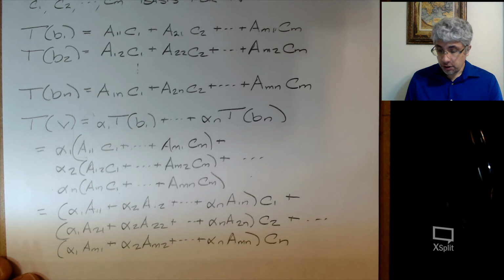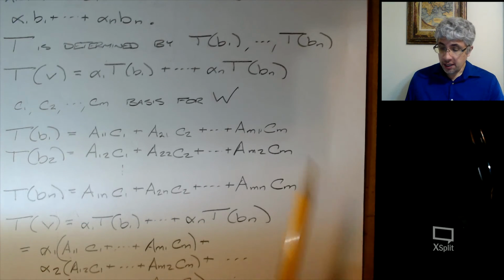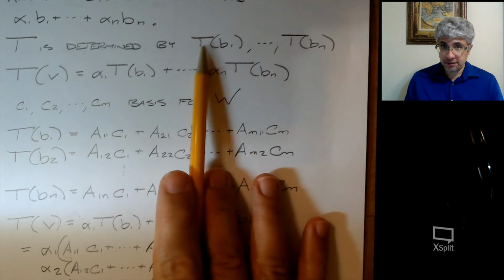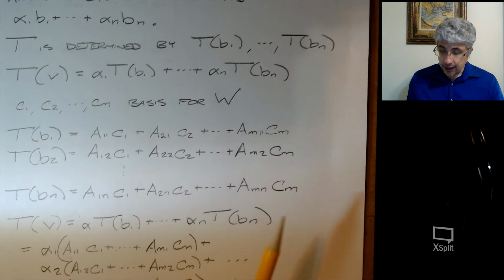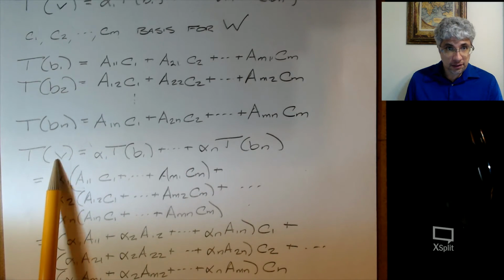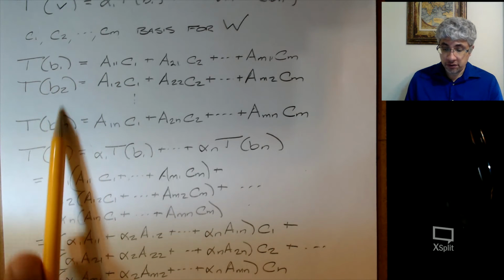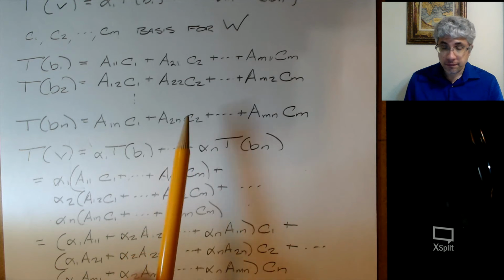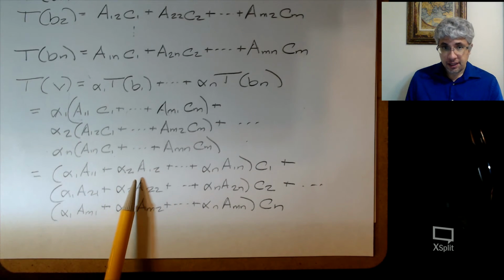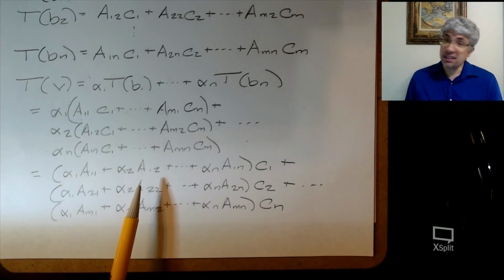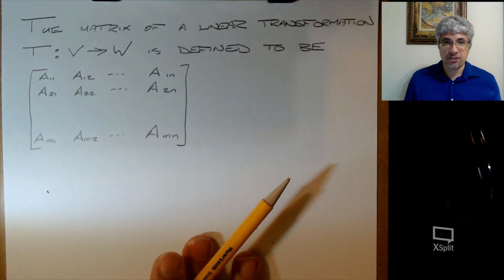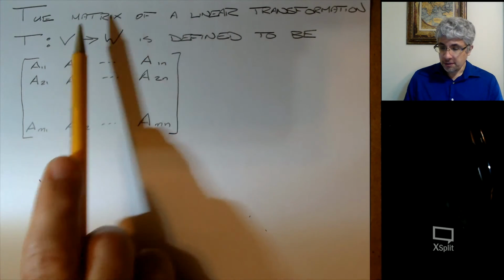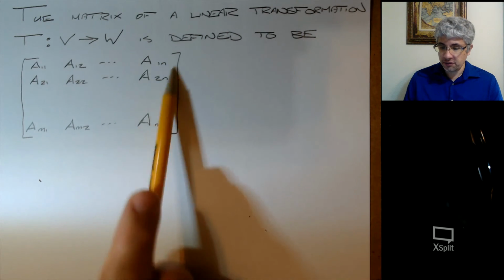Okay, so what have we done? We chose a basis for V and a basis for W. We know that the transformation is determined by these things, T of Bi. And then I just plugged in T of V after expressing what each of those T of Bi's are in terms of our basis for W. So I get this. And now the idea is, let's put this in a box. We define this to be the matrix of the linear transformation. So the matrix of a linear transformation T from V to W is defined to be this.